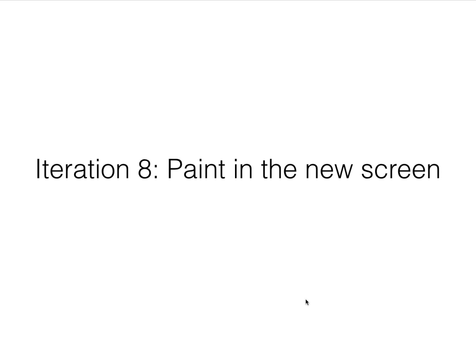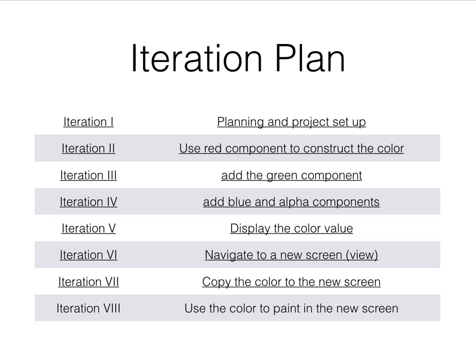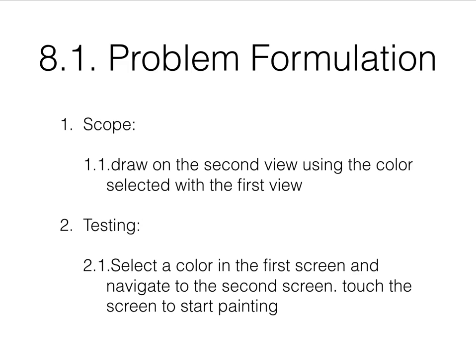Hello, so this is our last iteration, iteration 8. This iteration is optional. So I repeat again, this is optional. And the purpose of this iteration, the general idea is to use the color to paint. So back to our iteration plan. We completed our 7 iterations out of 8, and we're now on the very last one, using the color to paint on the new screen.